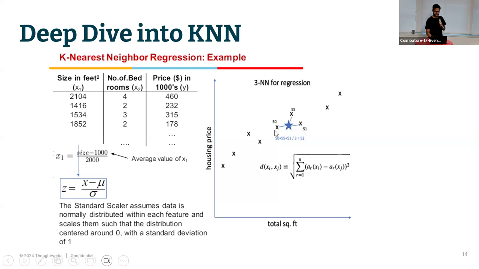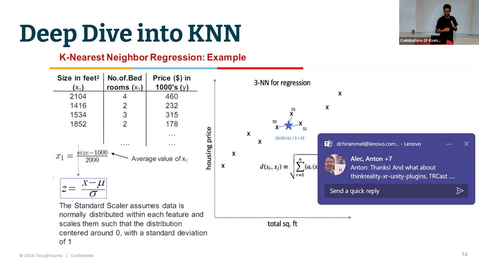In the right side image, you can see there are three neighbors, like 50, 55, and 51. If you average it out, it will give you a new value like 52. So for a new customer in a housing domain, you can say you are expecting in a range of like 52,000 or something. Again, this is a scaled value. You can unscale it back to the original value. But the gist of the KNN is actually nearest neighbors.